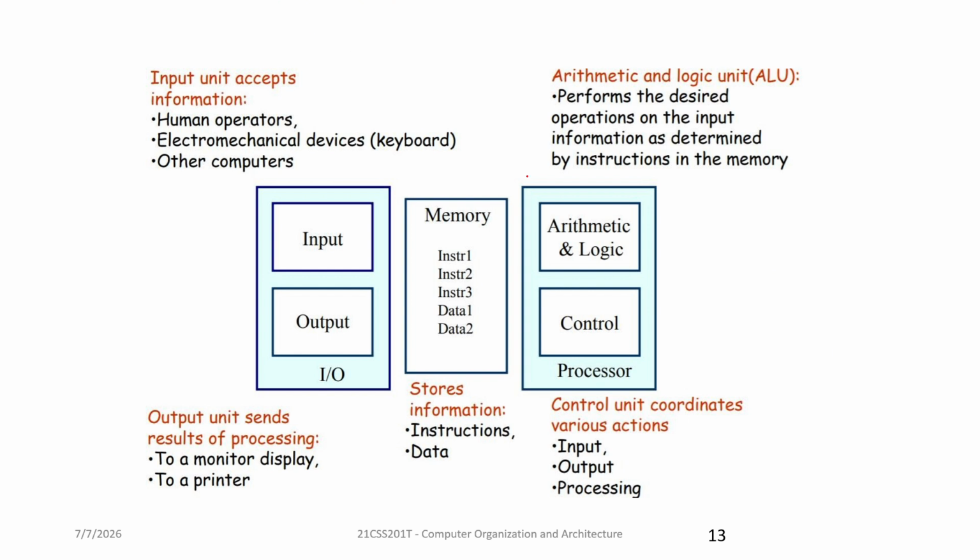The function of the memory is to store the information. There are two types of information: it may be an instruction or it may be data. A program is a set of instructions. Then we have the ALU, the arithmetic and logical unit. It performs the desired operations on the input information as determined by instructions in the memory. What is the function of the control unit? It coordinates various actions: input, output, and processing.